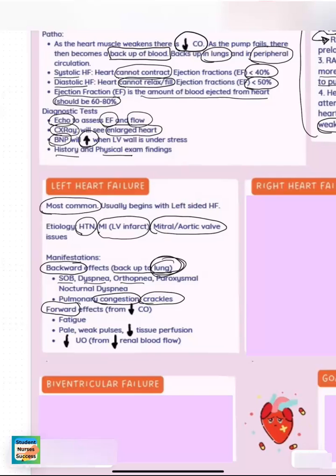The forward effects are from decreased cardiac output. If the pump is backing up, then it's not pumping forward and making cardiac output. Patients develop fatigue, they develop weak pulses, they look pale, they have decreased tissue perfusion to the body, they have decreased blood flow to the kidneys, which results in decreased urine output. So these forward effects are from the decreased cardiac output, and the backward effects are from the backup into the lungs.